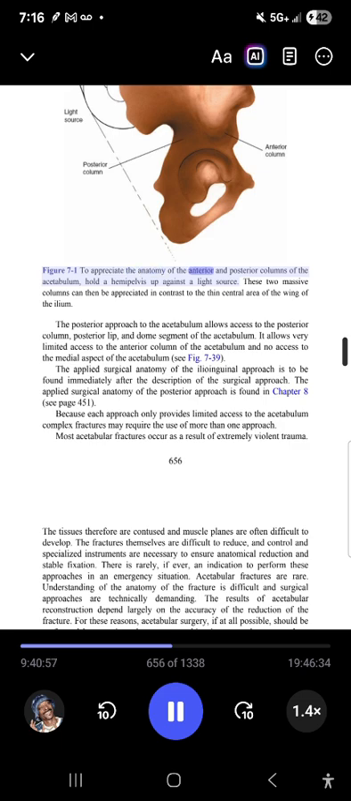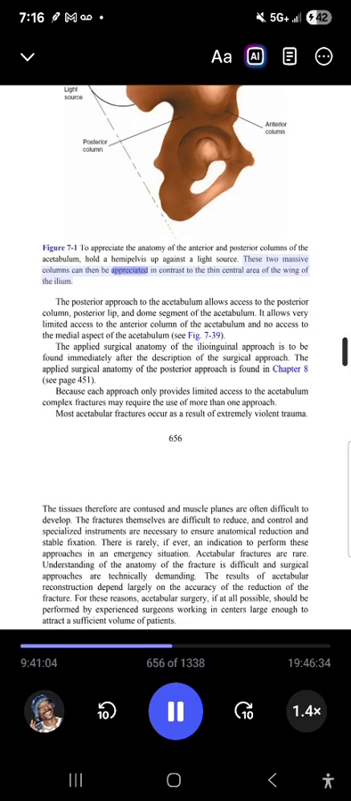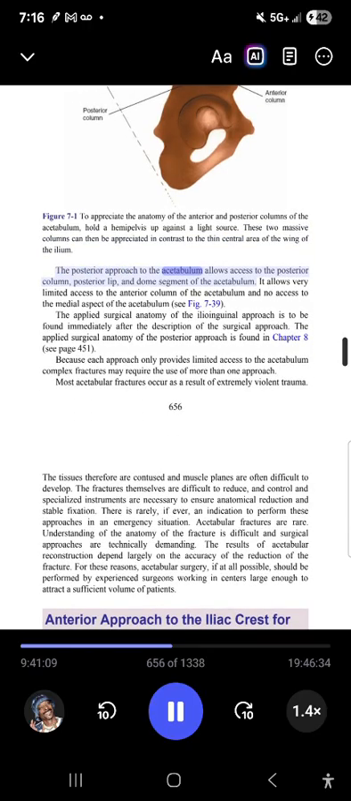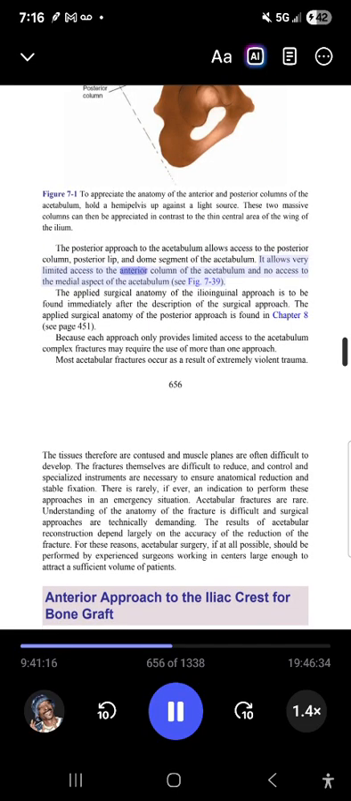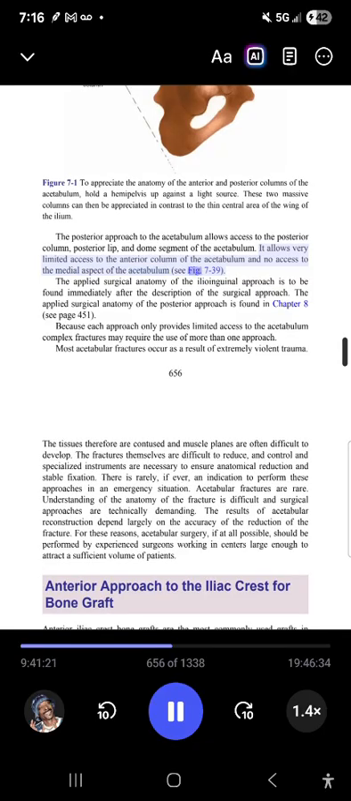Figure 7-1. To appreciate the anatomy of the anterior and posterior columns of the acetabulum, hold a hemipelvis up against a light source. These two massive columns can then be appreciated in contrast to the thin central area of the wing of the ilium. The posterior approach to the acetabulum allows access to the posterior column, posterior lip, and dome segment of the acetabulum. It allows very limited access to the anterior column of the acetabulum and no access to the medial aspect of the acetabulum. See Figure 7-39.